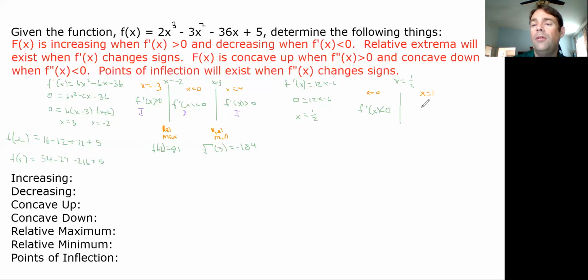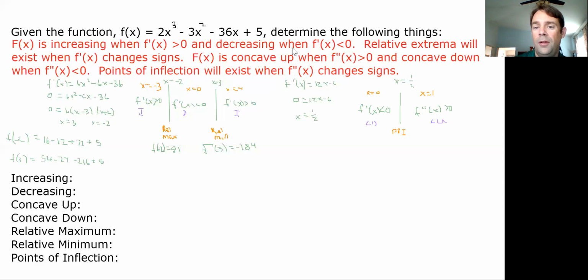When I get into my 1 in there, I'm going to get a second derivative that's a positive value. So that tells me that it is concave up there. So I'm concave down, I'm concave up, and that means I had a point of inflection here because it changed concavity.